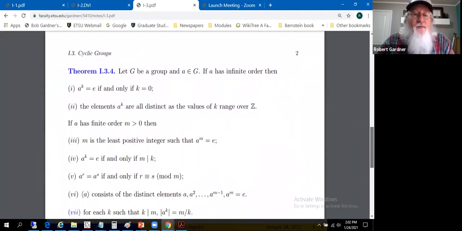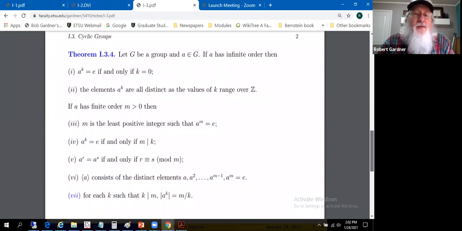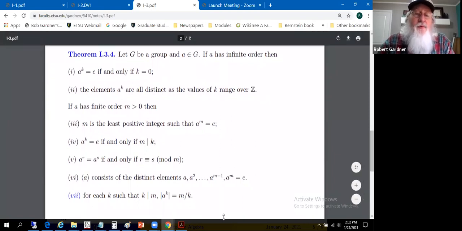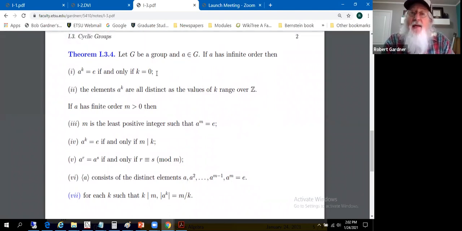Theorem 1.3.4 states a whole bunch of things. I want to go through a proof just of the last one, really. Let G be a group and A an element of group G. A couple of properties in the event that A has infinite order. If element A has infinite order, then A to the K equals the identity if and only if K equals 0. Of course, if K equals 0, A to the K equals the identity. That's the meaning of A to the 0 power, right?